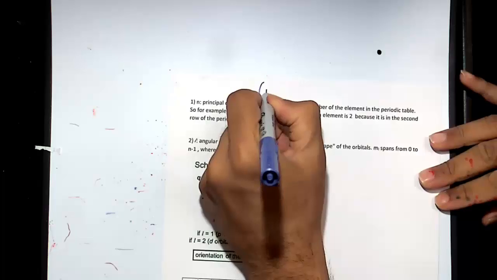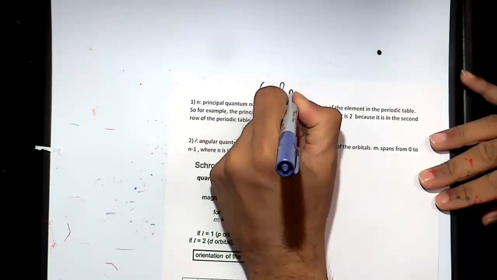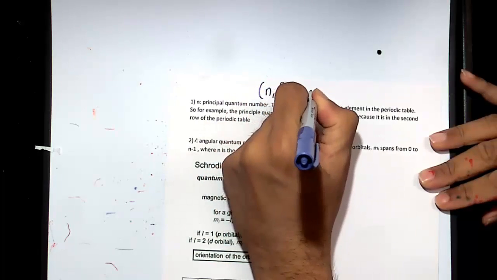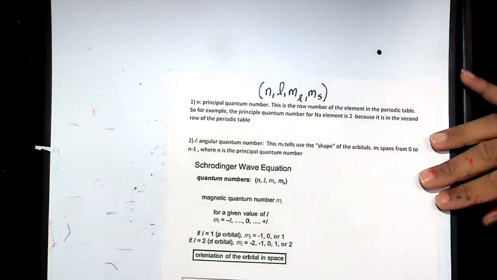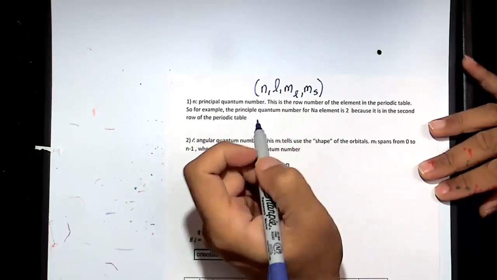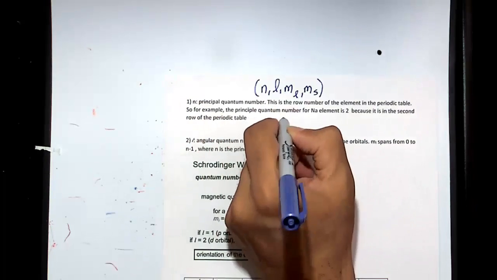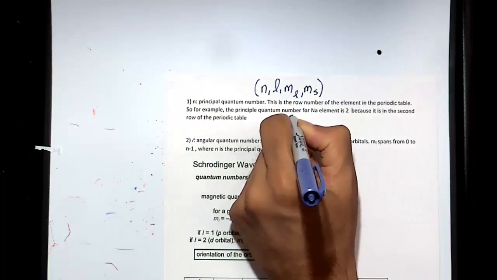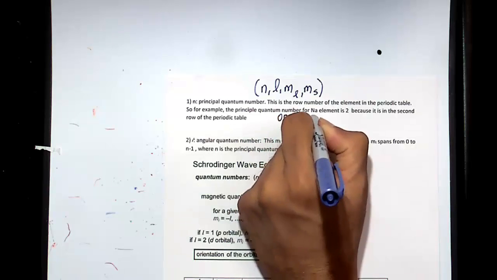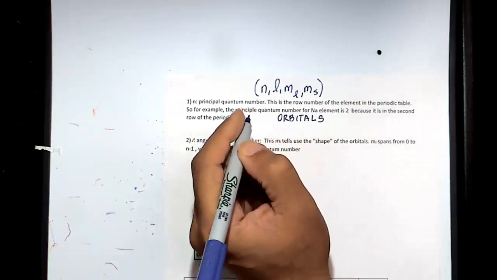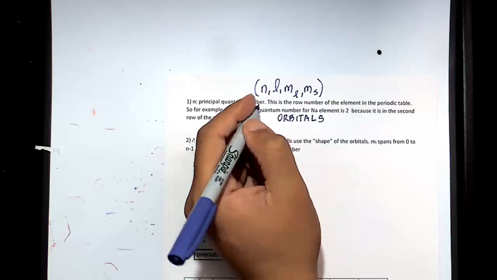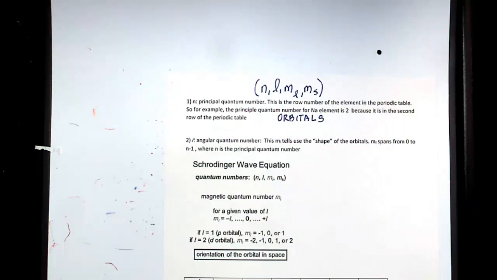Okay, so here we go. It's n, l, m sub l, m sub s. The first thing I want to tell you guys is that the location of the electrons, they are housed in orbitals. These orbitals have different shapes and sizes. Electrons are going to be housed in orbitals. So let me give you the names of these orbitals.